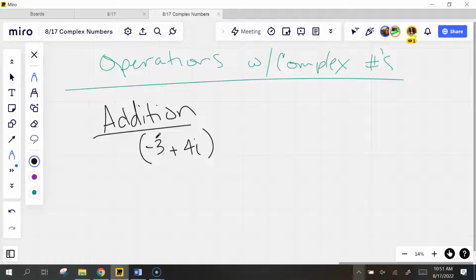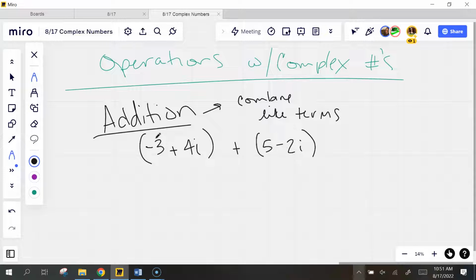Miguel, give me another complex number. 5 minus 2i. Nice. To add these together, all I'm going to do essentially is combine like terms. That's it. I'm going to combine the regular old numbers and I'm going to combine the imaginary numbers. And together they're going to give me a complex number. In this case, I have -3 and 5, which would give me what?